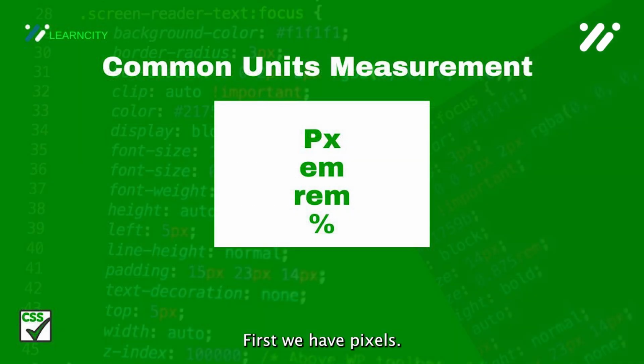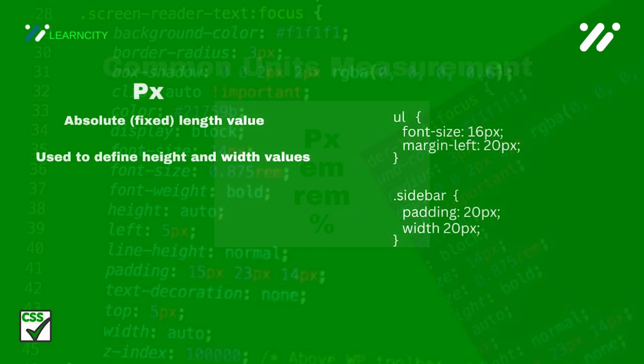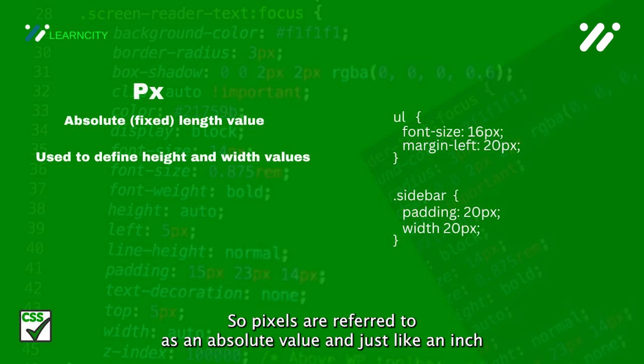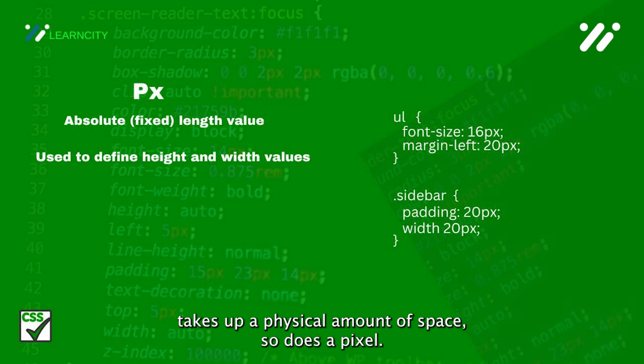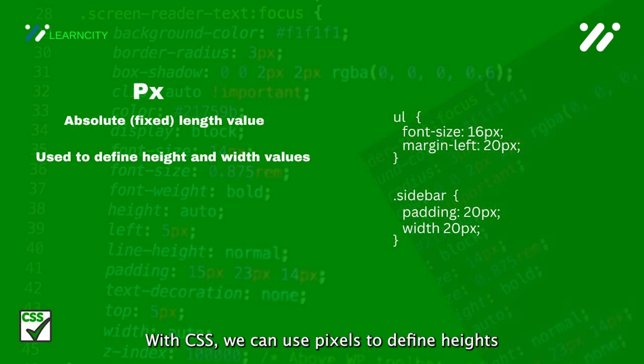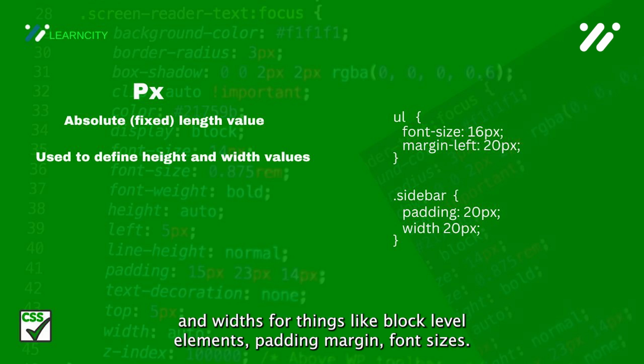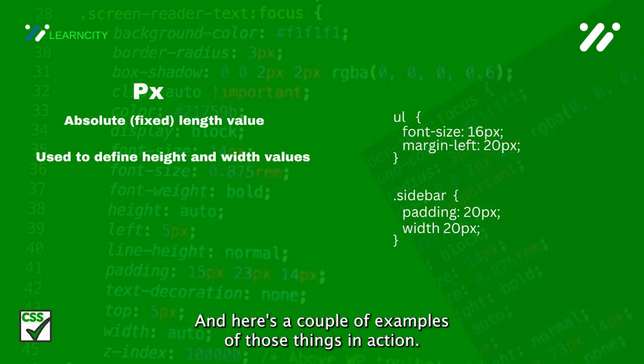First, we have pixels. Then we have ems, rems, and finally percentages. So pixels are referred to as an absolute value, and just like an inch takes up a physical amount of space, so does a pixel. With CSS, we can use pixels to define heights and widths for things like block level elements, padding, margin, font sizes, and here's a couple of examples of those things in action.